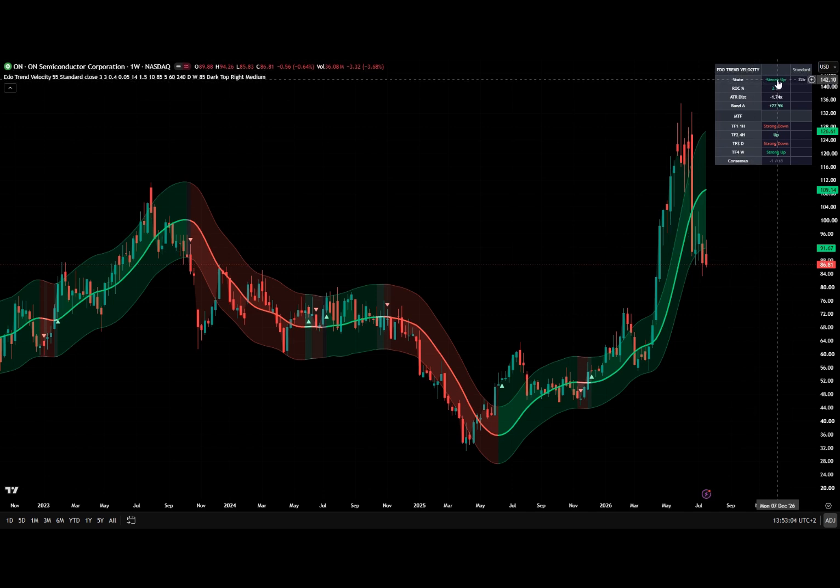On Semiconductor Weekly the state is strong up and it has been running for 32 bars. 5 states in total, strong up, up, flat, down and strong down.